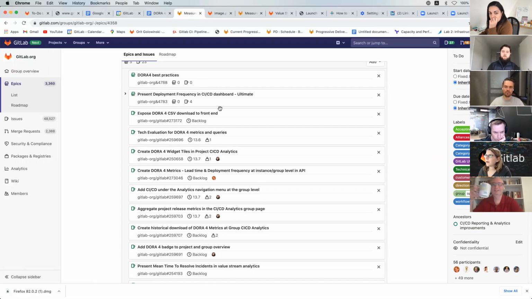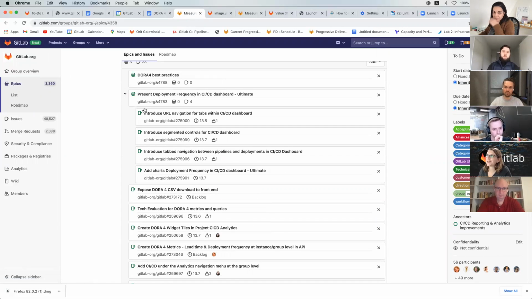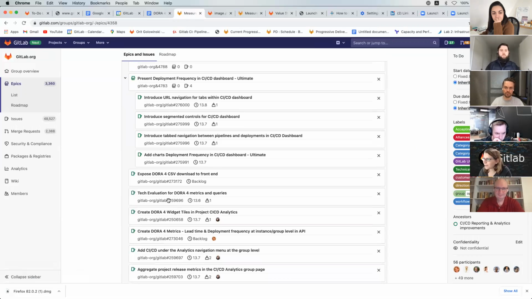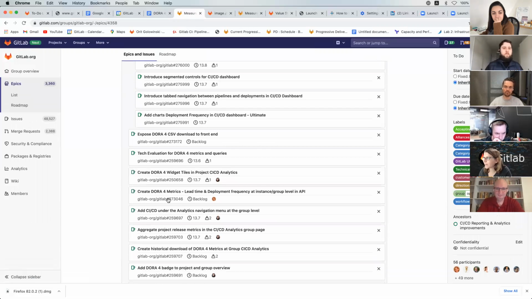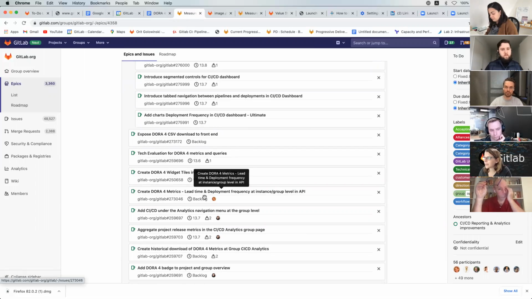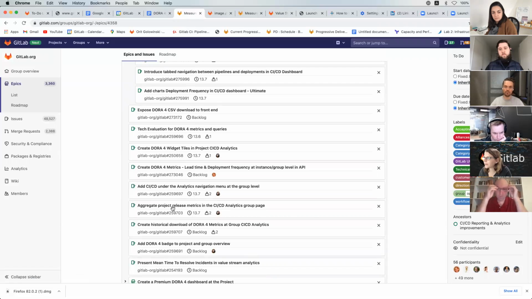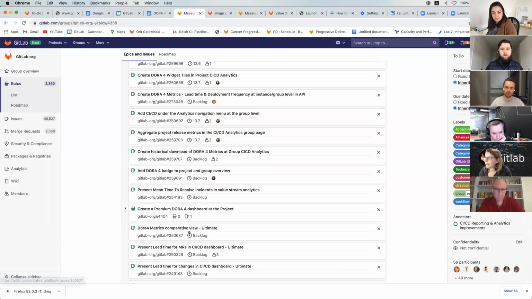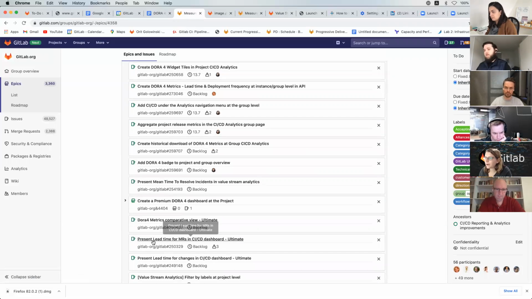So this was the first one that we discussed, deployment frequency, and you can see that it already became a monster and became its own epic. This may or may not happen to other metrics as well. Then we have lead time. This is instance level, so I'm going to skip that for a minute. Lead time for MRs, and lead time for changes.